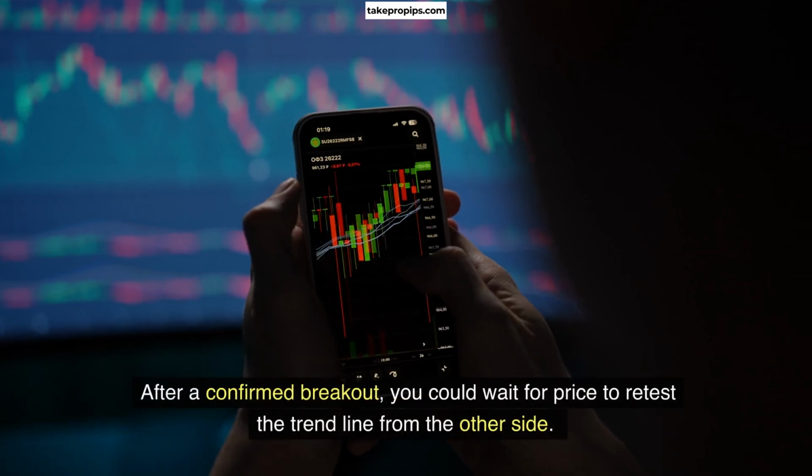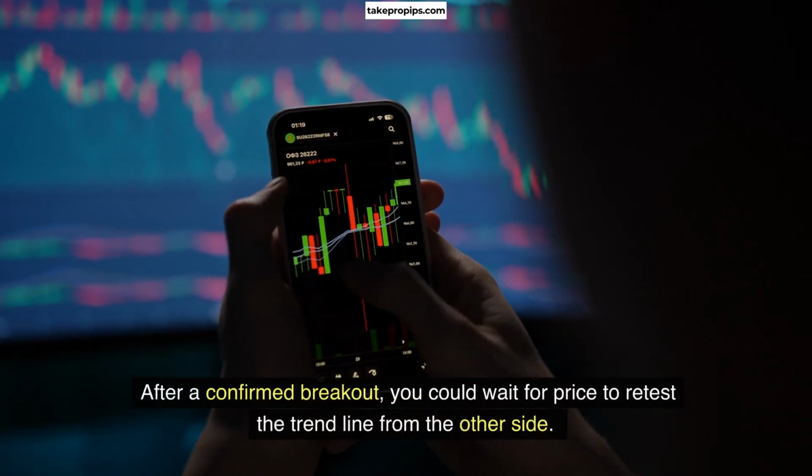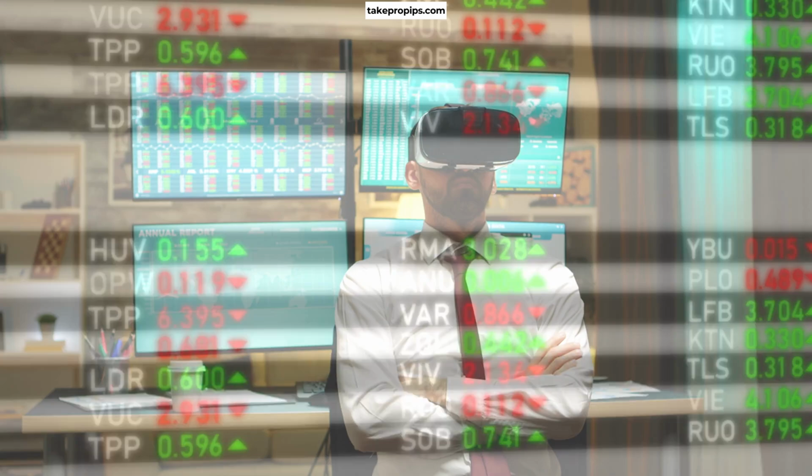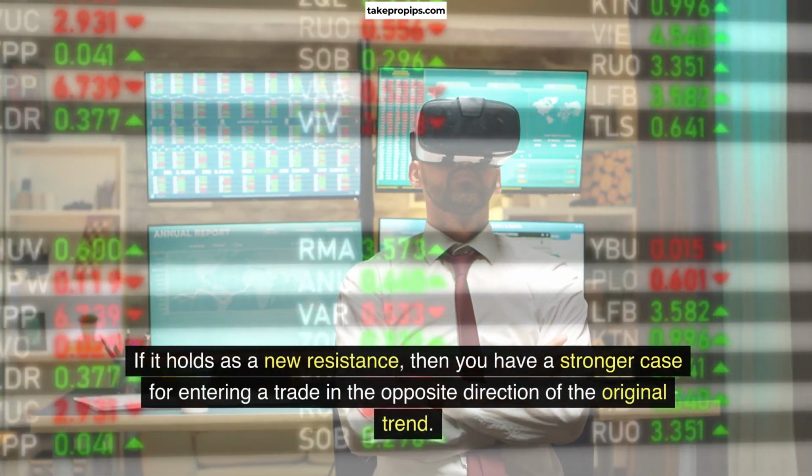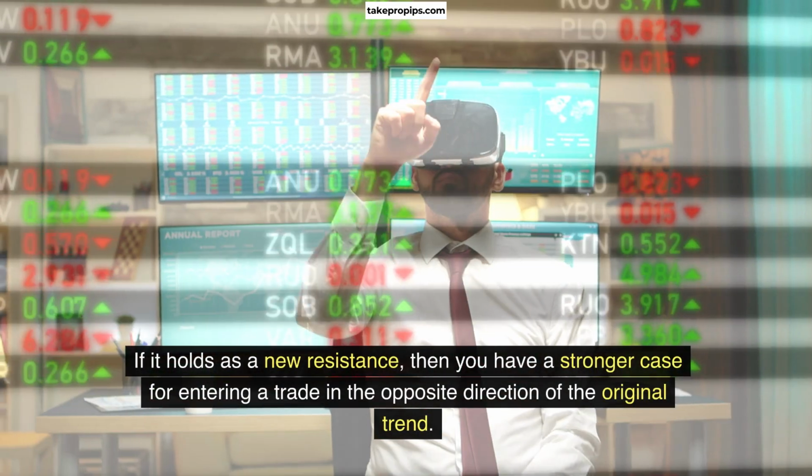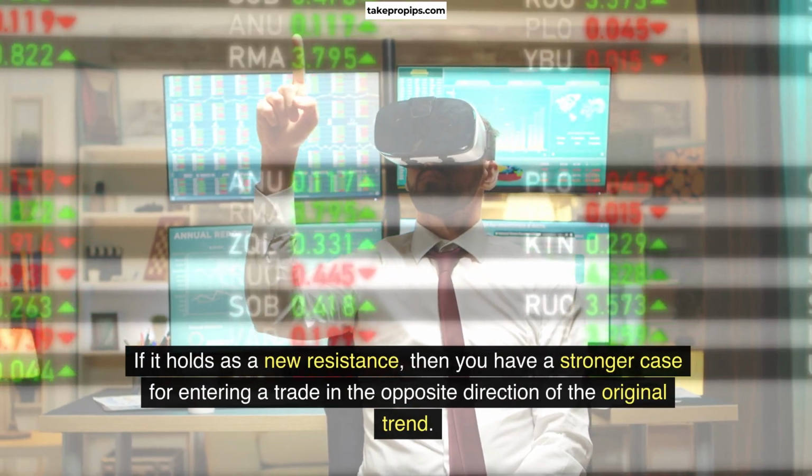After a confirmed breakout, you could wait for price to retest the trend line from the other side. If it holds as a new resistance, then you have a stronger case for entering a trade in the opposite direction of the original trend.